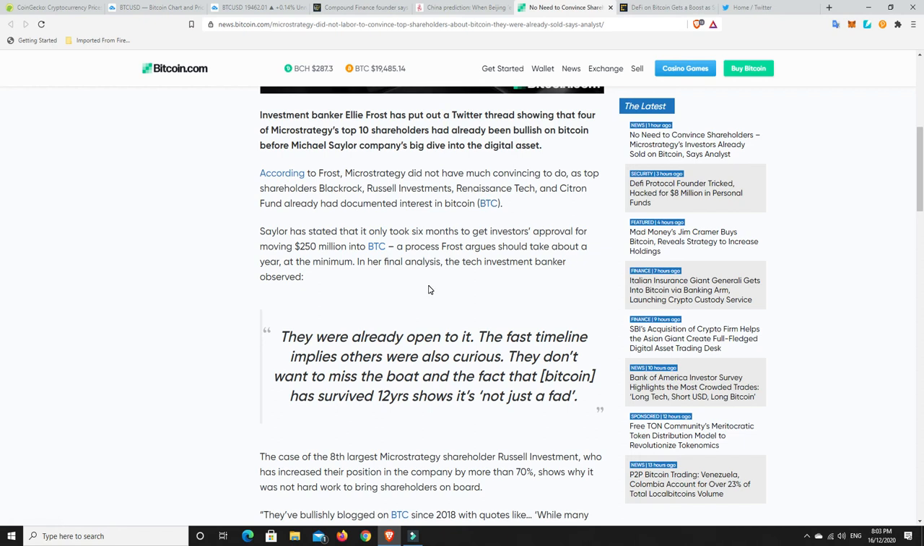Saylor has stated that it only took about 6 months to get investors' approval for moving $250 million into Bitcoin, a process Frost argues should take about a year at minimum. In a final analysis, the tech investment banker observed, they were already open to it. The fast timeline implies others were also curious. They don't want to miss the boat, and the fact that Bitcoin has survived 12 years shows it's not a fad. Completely agree with that.